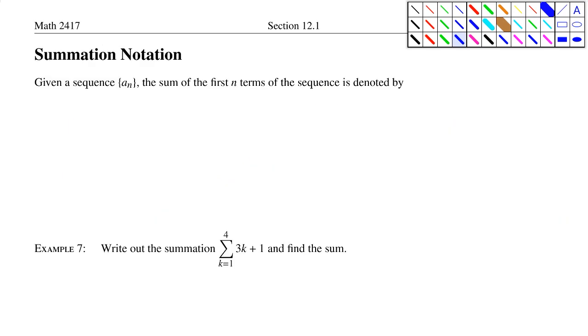Our next topic is summation notation. So suppose you're given a sequence a sub n, and you want the sum of the first n terms of the sequence. That would be a sub 1, plus a sub 2, plus a sub 3, plus dot dot dot. The last term we'll use here is a sub n. That's the first n terms of the sequence.